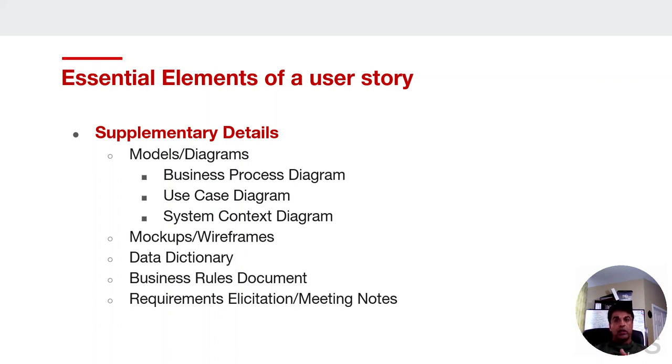A data dictionary can also be referred to. A business rules document can also be referred to, and it can also be any requirements illustration notes or meeting notes that you feel will make your story more complete and informative. Okay, so these are the essential elements of a story. Again, I'll repeat: your story title, story description, your acceptance criteria, and then any supplementary information that will make your story complete.